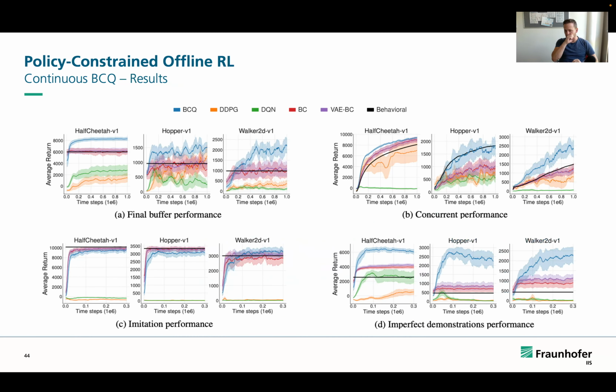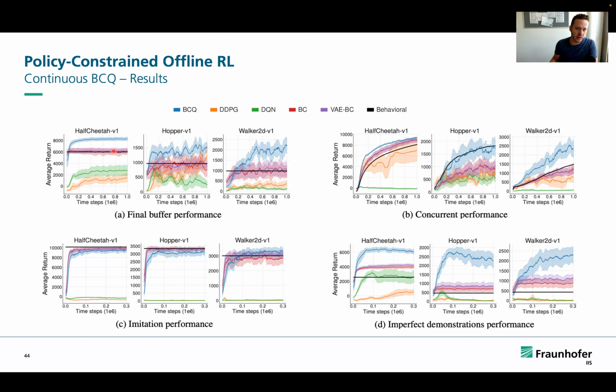Okay, so if we do that and we run that on half cheetah, so that was the problem that we had in the motivation, what we're seeing here is 4 different scenarios.